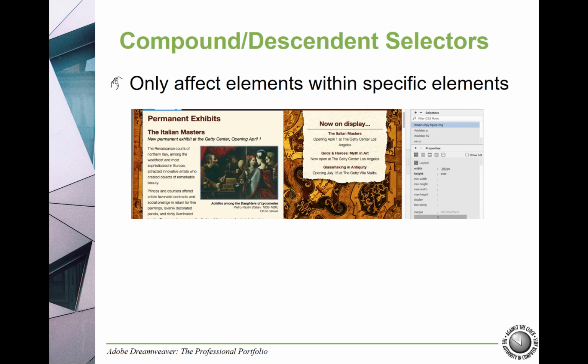Here are your compound or descendant selectors. They only affect elements within specific elements. In this particular case, it's only going to affect an image that's inside a figure, that's inside a tag selector of main copy.